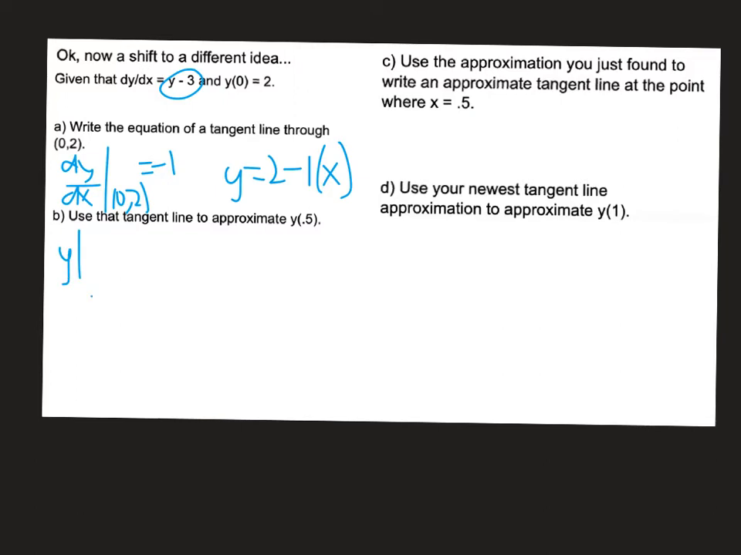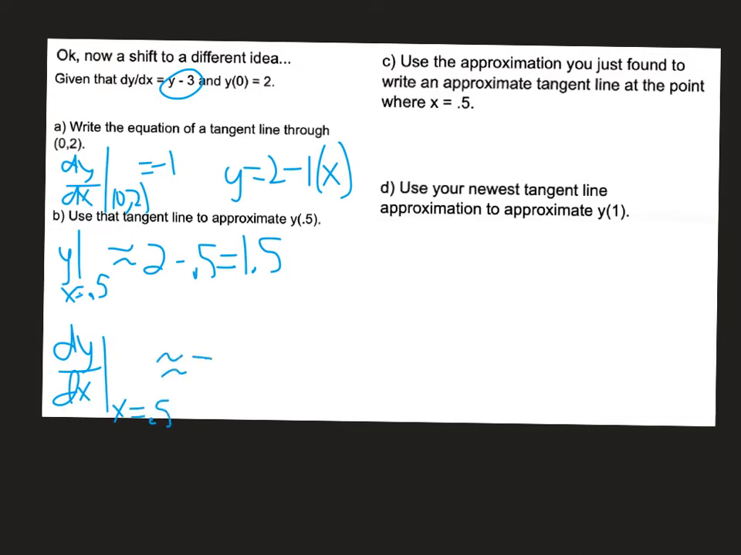So y of 0.5 approximately is 2 minus 0.5, which is 1.5, or 3/2. But we're using decimals here, so I'll roll with that. Okay. Use the approximation you found to approximate the tangent line. So that means dy/dx at x equals 0.5 is roughly 1.5 minus 3, which is negative 1.5.